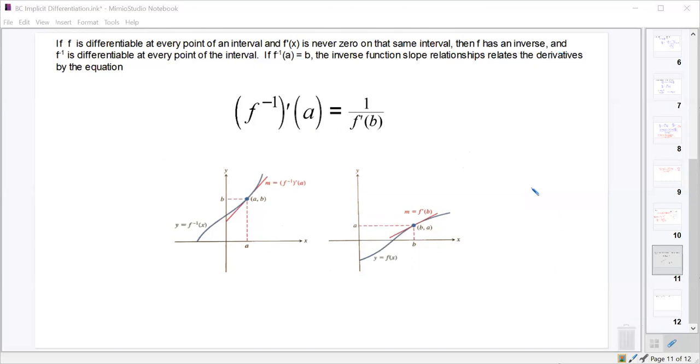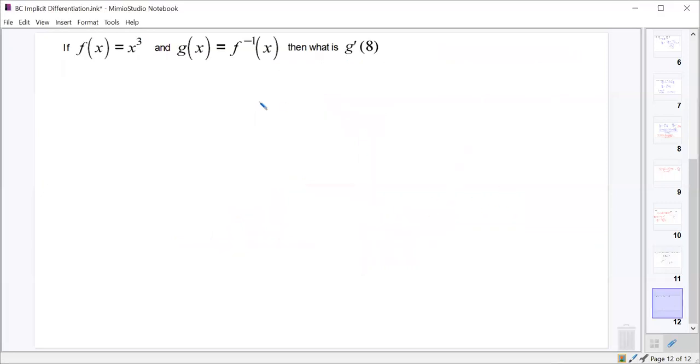Vaguely, says Adrian. All right. Let's see if we can apply it in the situation. Hopefully that will refresh your memory. Okay. So if we have f of x equals x cubed, and we know that g is the inverse function of f, and we want to find g prime of 8.